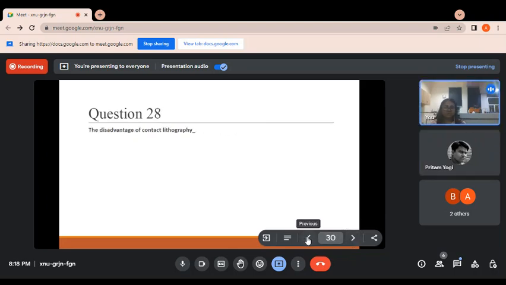And the disadvantage of contact lithography? We can't use the mask many times, that is the image by contact printing. Yes. Have you got the answer? If you have any doubt, then we can discuss. So this is clear to you? Yes, ma'am. Okay.